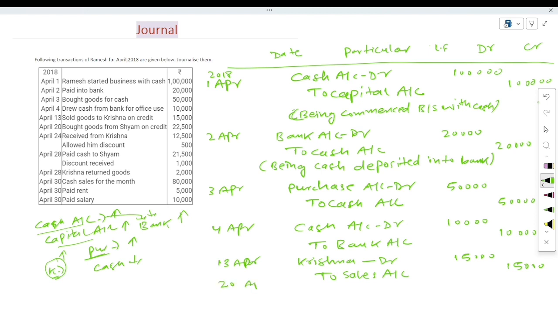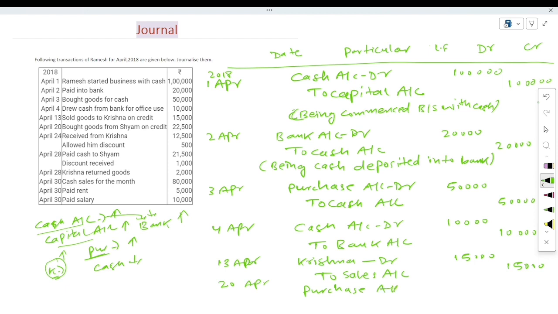Now the next transaction is happening on 20th April. On 20th April, what is happening here? Bought goods from Shyam on credit. He is purchasing goods on credit. So what entry would be passed? You are purchasing goods. It means purchase account will be debit.